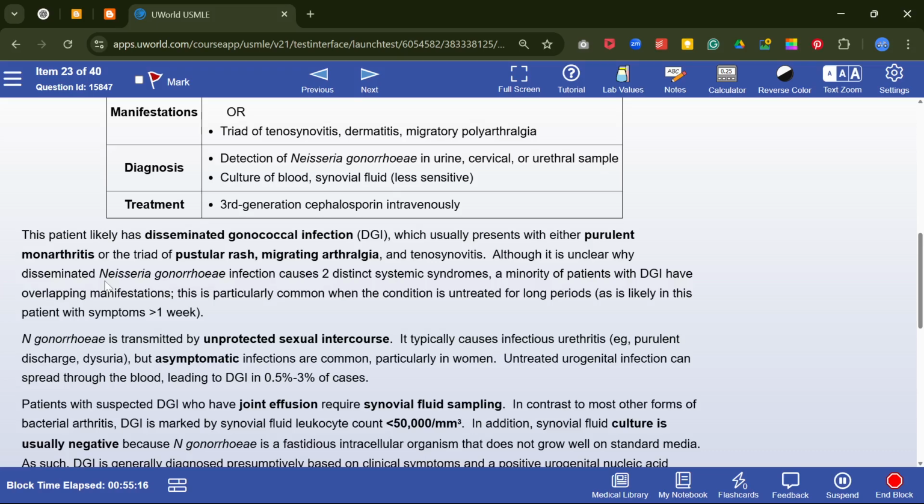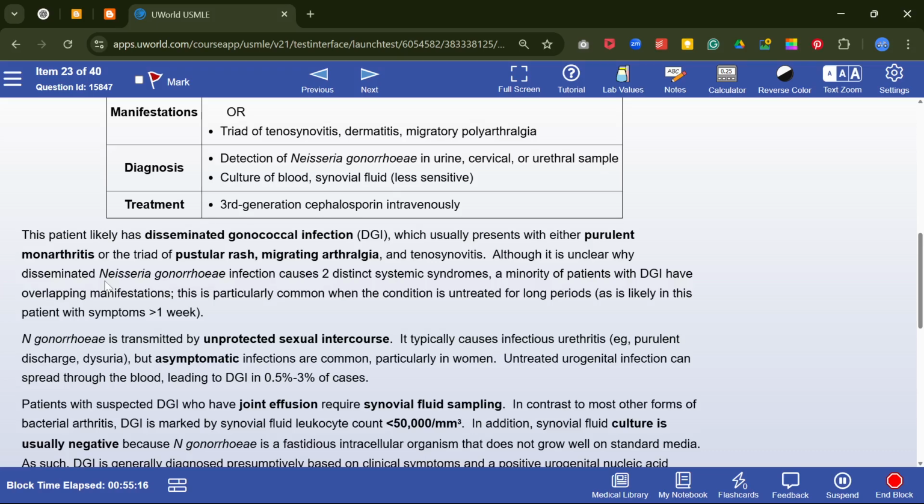It typically causes infectious urethritis, discharge, dysuria, but asymptomatic infections are common, particularly in women. Untreated urogenital infection can spread through the blood, leading to DGI in 0.5 to 3% of cases. Patients with suspected disseminated gonococcal infection who have joint effusion require synovial sampling.